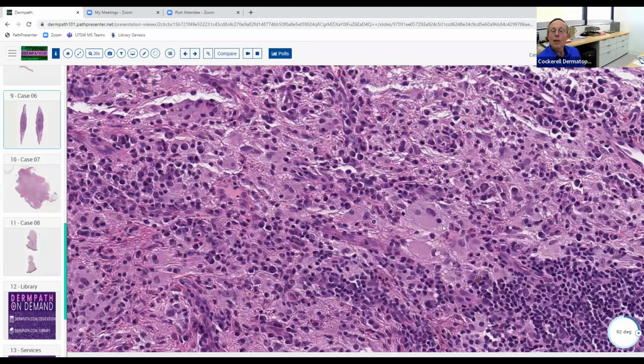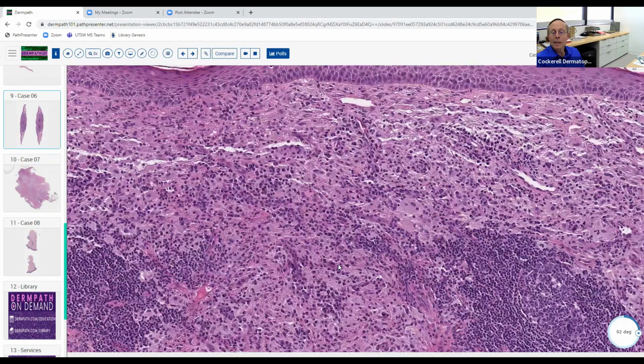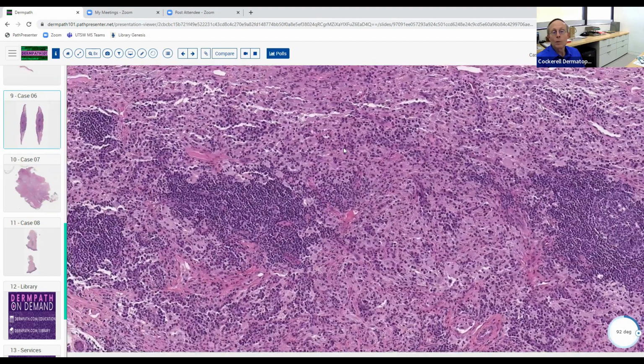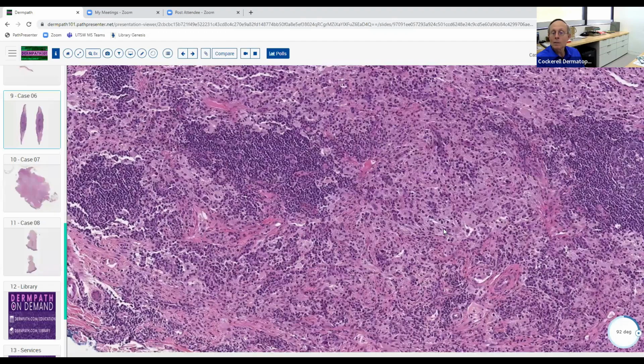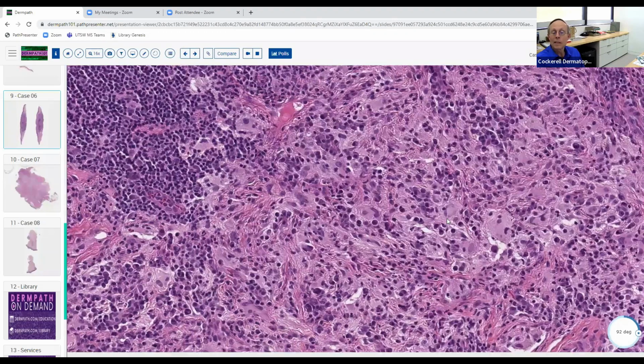And what's the other name for Rosai-Dorfman disease? Oh gosh, I think it's like extra sinus. I forget exactly. Yeah, sinus histiocytosis with massive lymphadenopathy. That's the classic form that occurs in the lymph nodes, but it also can occur in the skin. And there we just don't call it sinus histiocytosis because it's not really sitting in a lymph node sinus. We call it just Rosai-Dorfman disease in the skin.